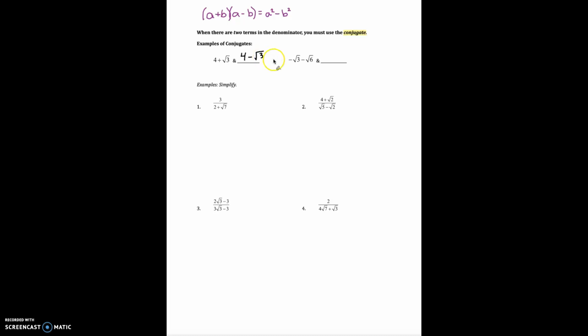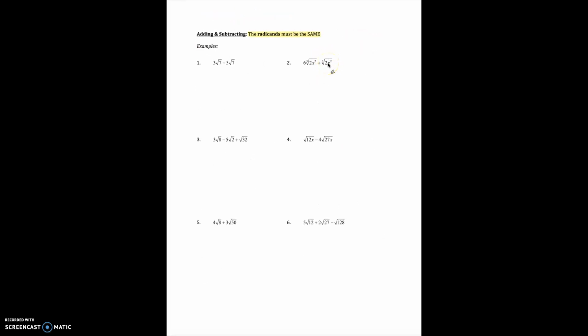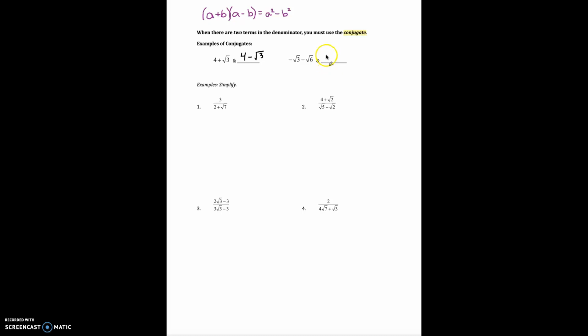The next one here, we do have a negative for our first term. That does not change anything. We will have negative root 3 plus root 6. Again, we have the sum and the difference of our a and b.